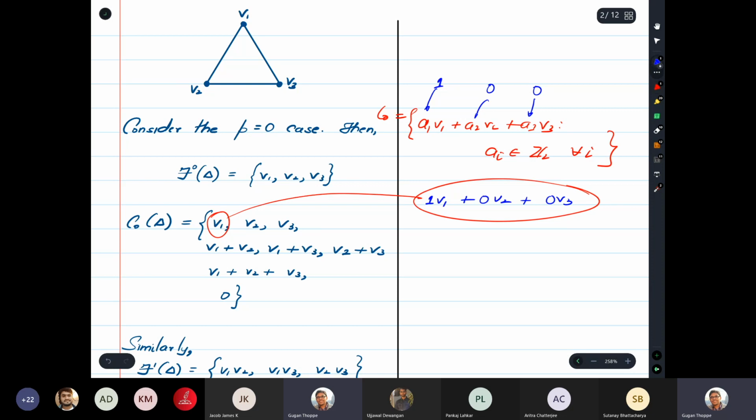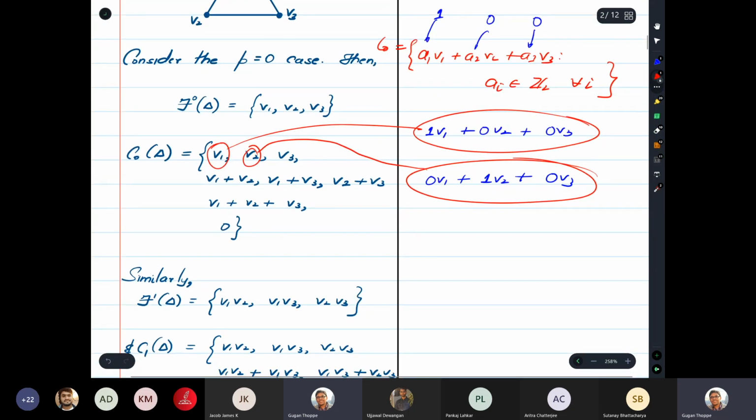So similarly, I can write 0 V1 plus 1 V2 plus 0 V3. Again, for convenience, I will interpret this entire thing as simply V2, and in the same way you can interpret V3. Now let's try and understand what V1 plus V2 is. As you must have guessed, V1 plus V2 is 1 V1 plus 1 V2 plus 0 V3. Is this okay? So this is what it is.